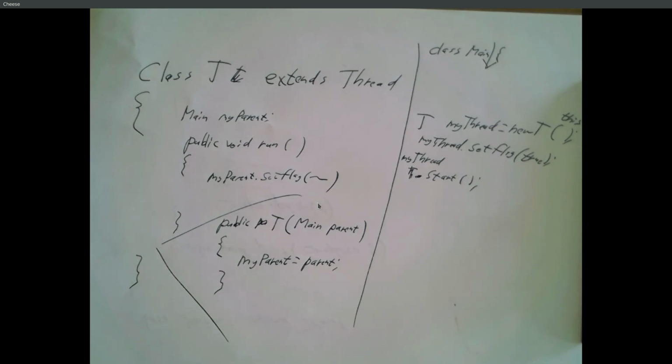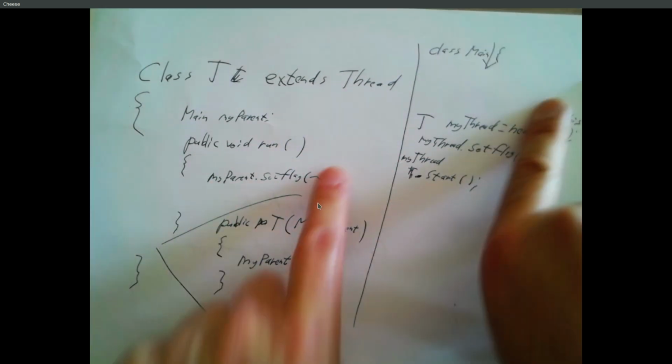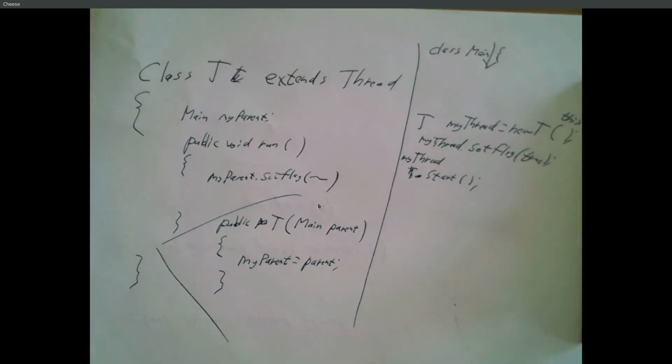But it's just objects, so you can pass around identities of objects, right? If you make multiple threads, you can tell them all who you are. You can tell them about each other. It's totally up to you.